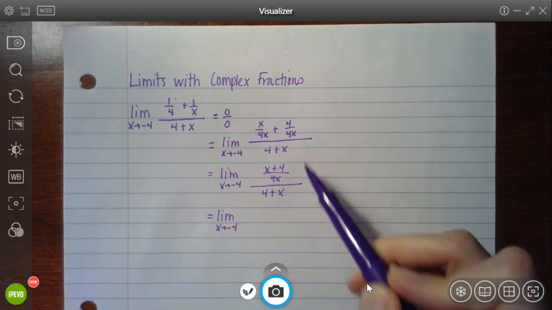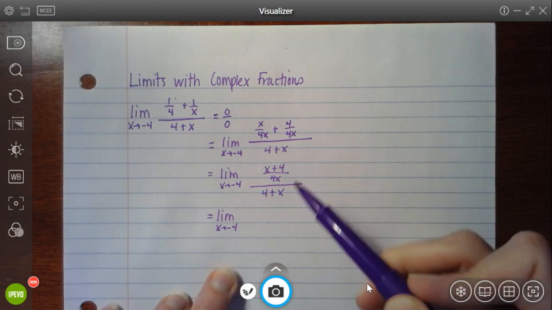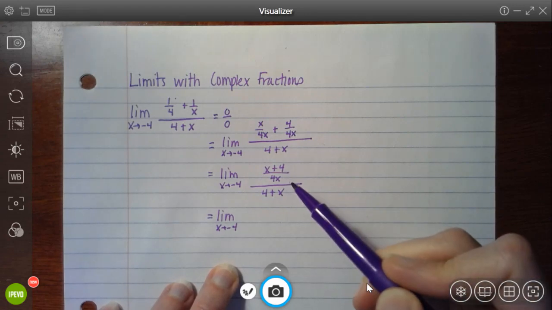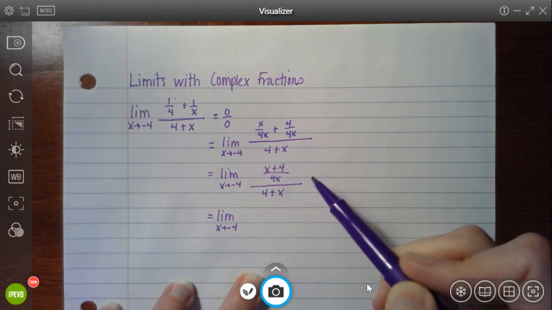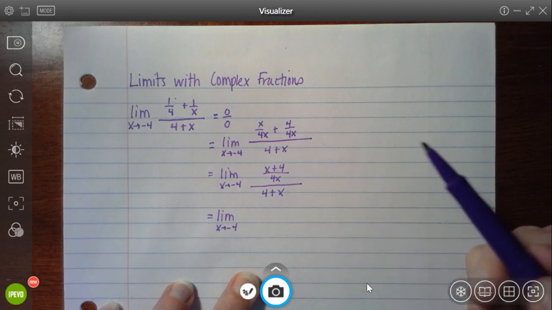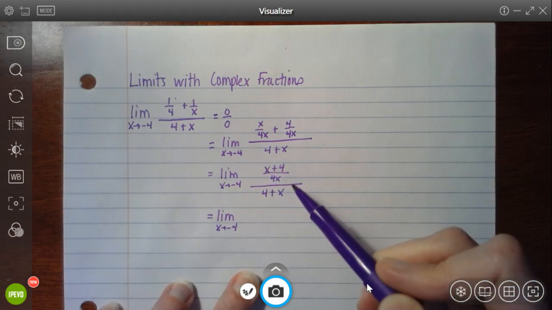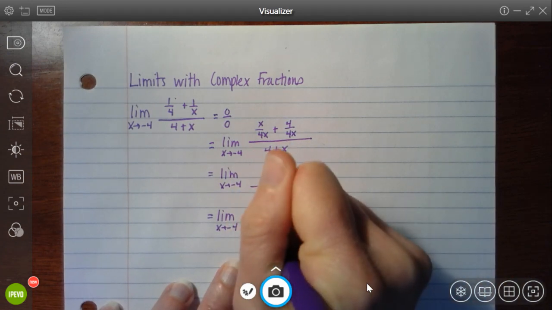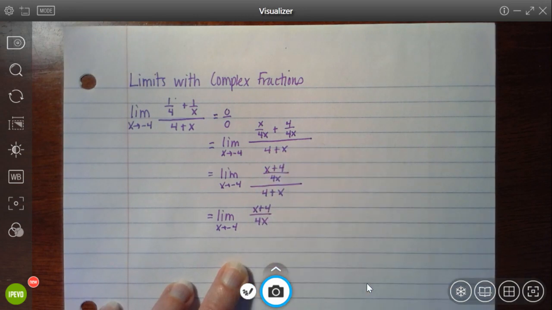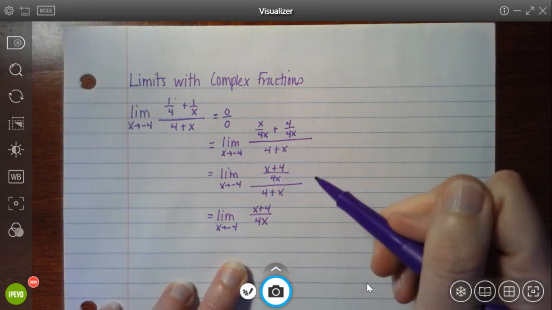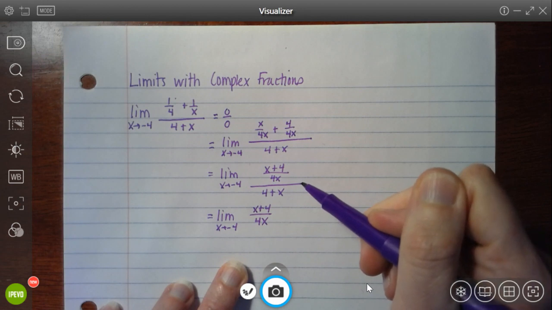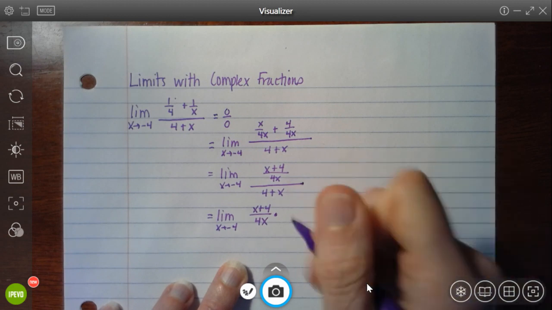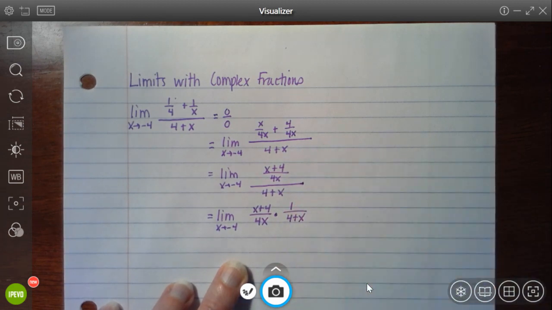Now you might say, well, you just made this more complex looking than the original problem. But now by turning this into a single fraction, I can use my property of fractions to simplify. When we have a fraction divided by a quantity, we can multiply by a reciprocal, or as you guys were taught, keep, change, flip. So I'm going to keep my numerator. So I'm going to use that combined fraction of x plus 4 divided by 4x. I'm going to change my fraction bar here to multiplication. And I'm going to flip the 4 plus x over to its reciprocal, which is 1 over 4 plus x.